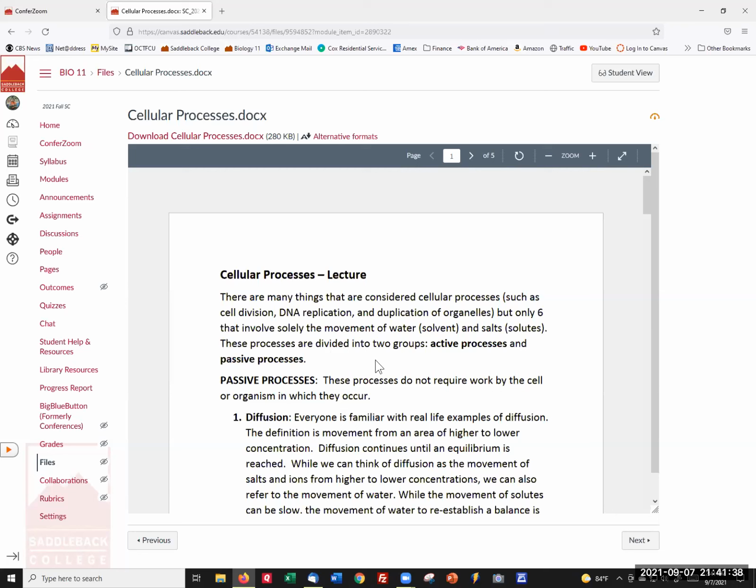The movement of water and salts within the cell, within and without the cell, between cells. There are 2 types of processes, active and passive processes. Passive processes, passive movement of water, passive movement of solids, these do not require work by the cell or the organism in which they occur.